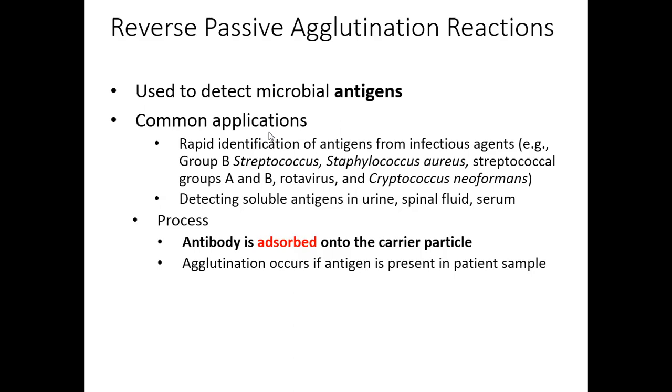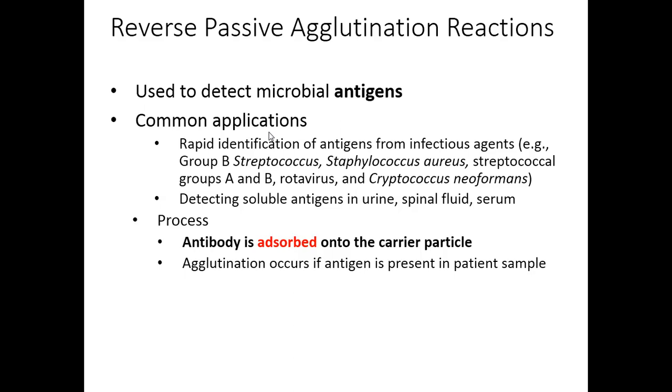Reverse passive agglutination sounds a little more complex, the terminology, than it really is, but simply put, reverse passive agglutination reactions bind antibody to a carrier particle instead of an antigen. So we just saw how antigens get attached to a carrier particle in passive agglutination. Doesn't it make sense that in reverse passive agglutination, we attach an antibody to a carrier particle? And what do we use it to detect? We use it to detect things like a microbial antigen.